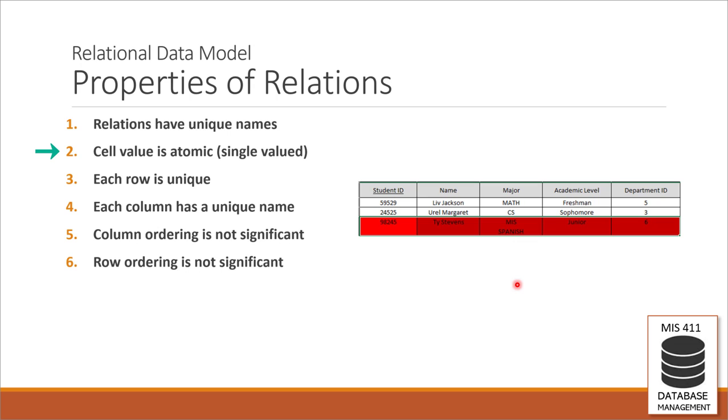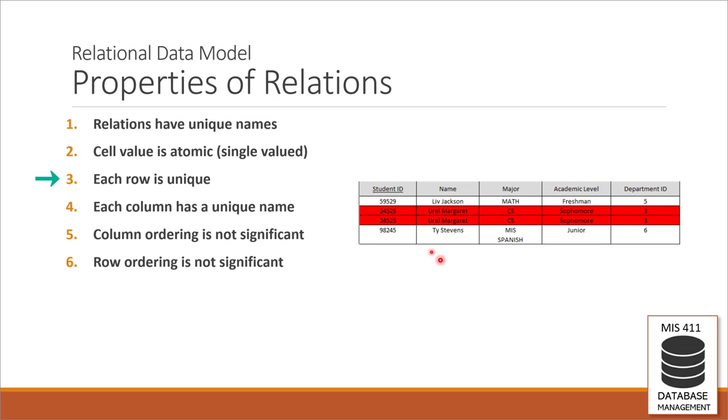Each cell value is atomic, single valued. Okay. And so what can we see here? We did have multi-valued attributes when we were working with EERDs. So we might have a major, we would have the curly bracket on major, and we would say it was multi-valued. They might be an MIS major, but they also might be majoring in Spanish, right? In a table, you cannot have a multi-valued cell. Every cell has to be single valued.